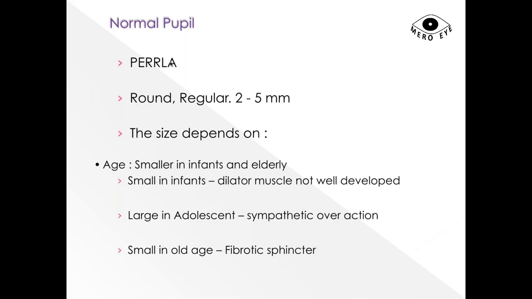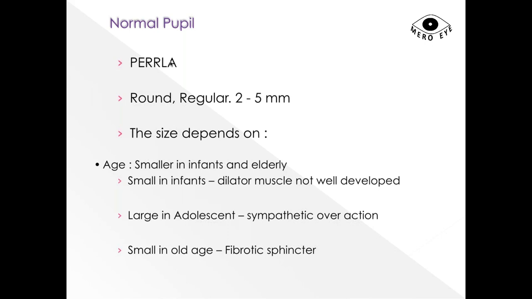There are a variety of factors, as we've already discussed, that help to change the size of the pupil. First, we'll be talking about age. Usually, we have noticed that in infants or newborns and in the elderly, the pupils are smaller. They are smaller in infants because the dilator muscles are not very well developed. And as we grow through childhood and adolescence, there is an overaction of the sympathetic activity of the body. That is why the pupils tend to become larger in adolescents. And again, as we become adults and age, the size of the pupil becomes gradually smaller.